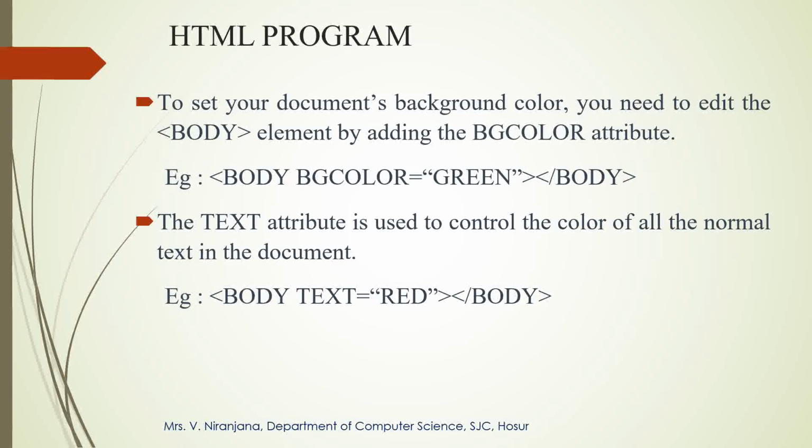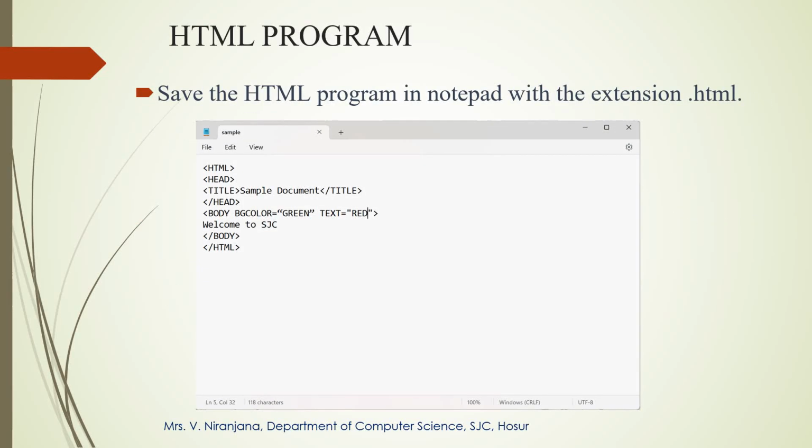Now to set the body background color, as we have already discussed, this is the tag and bgcolor is the name of the attribute. And if you want to set the text color, then you can use the attribute called text. And this is the sample program which you have typed in the Notepad. So you have to type this program in the Notepad and save it with an extension .html. Now I have saved this file like sample.html.